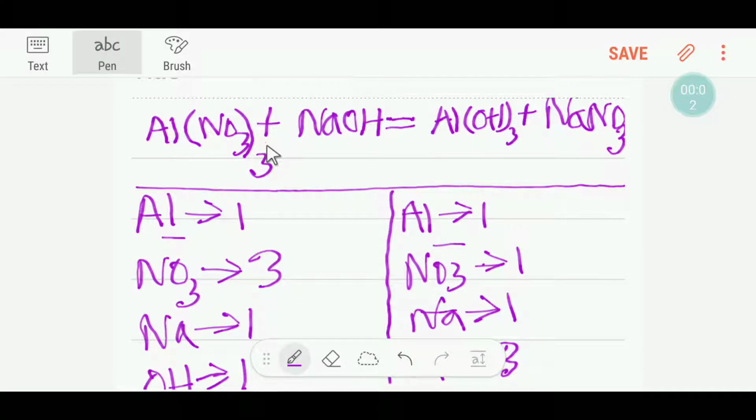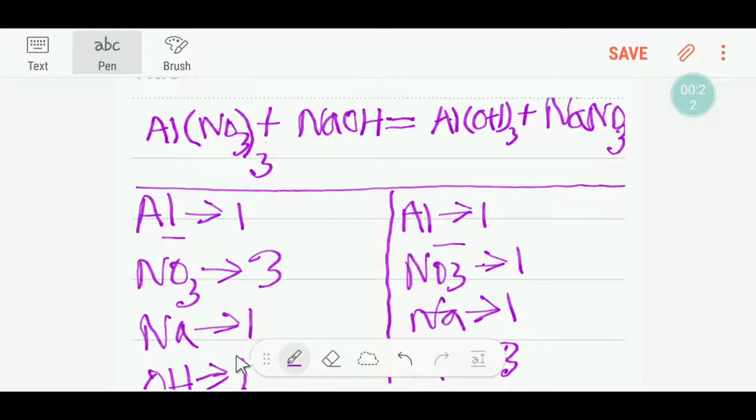Hello everyone. Today we are going to balance this reaction. This is aluminium nitrate. This is sodium hydroxide. This is aluminium hydroxide, and this is sodium nitrate, right? So to balance this reaction, we have to consider OH as a group and nitrate as a group, right?